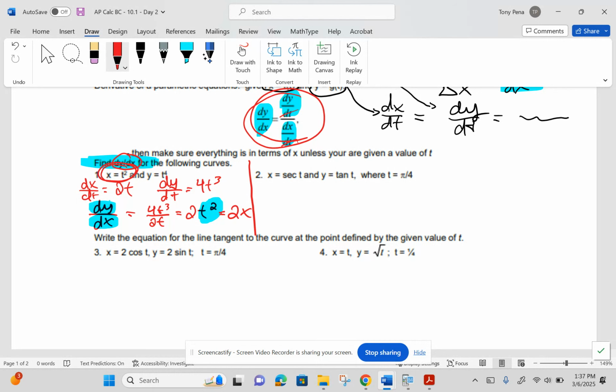Number 2, largely the same. If we did the derivative of the x, that's x in terms of t, so we would write that as dx/dt. And then that's just secant t tangent t. The derivative of y is y in terms of t, so we'd write that as dy/dt. And then that would give us secant squared of t.